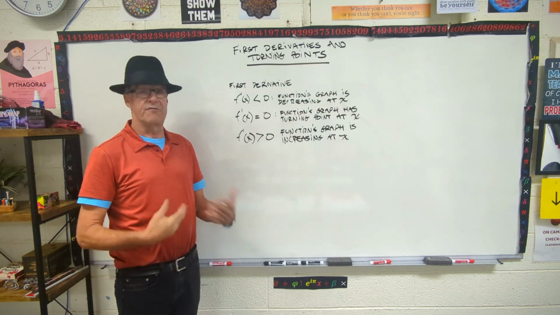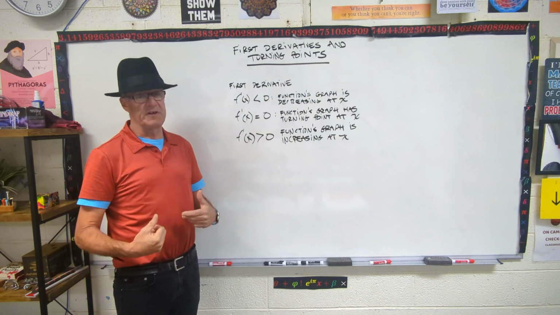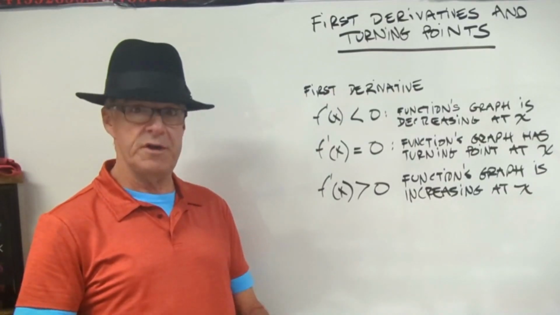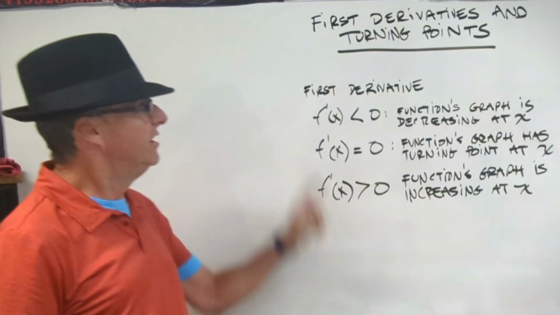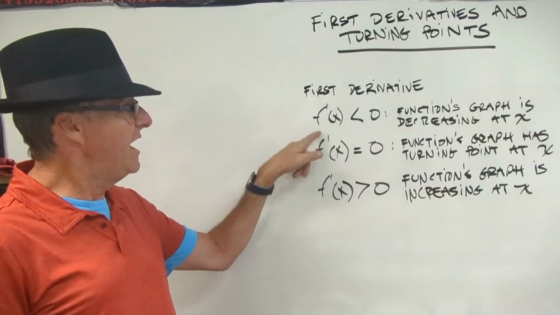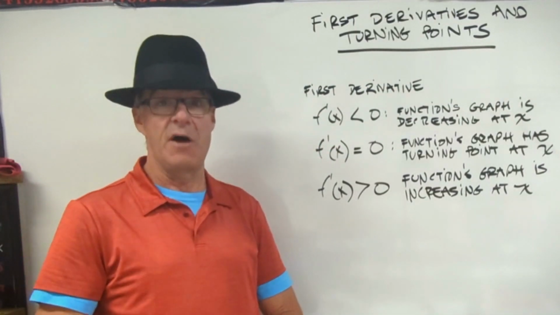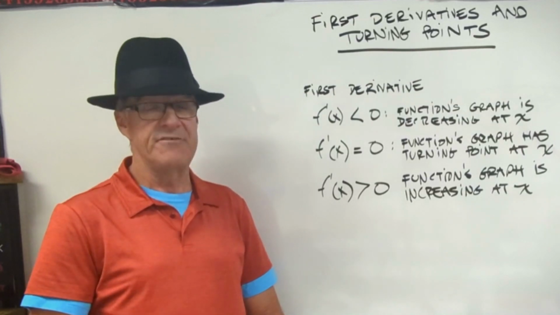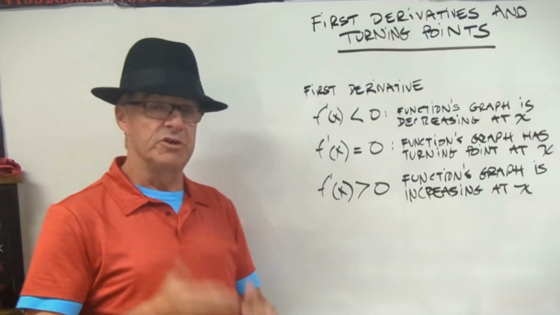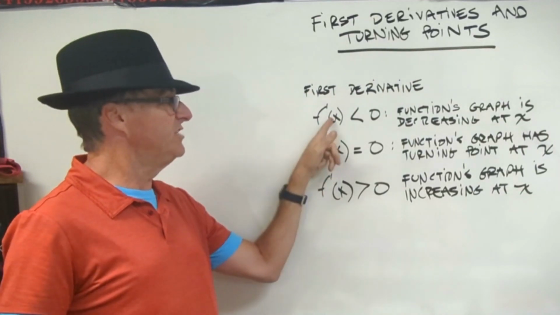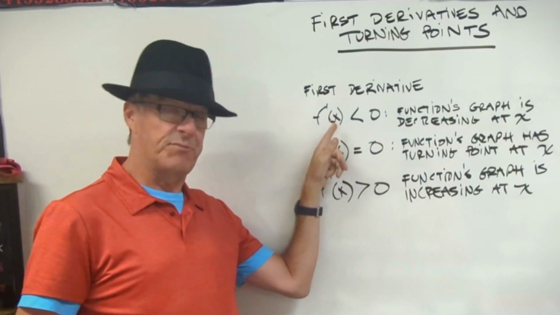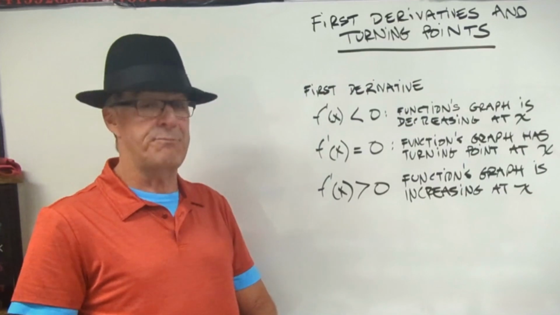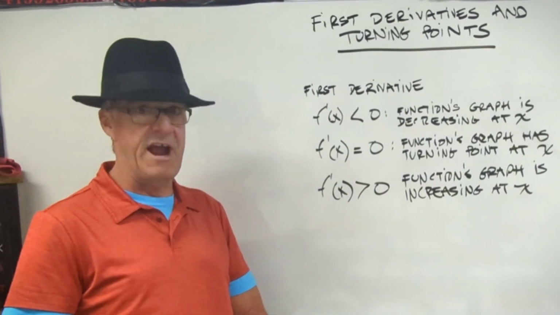Today's video is a further exploration of first derivatives and turning points for function graphs. So a quick review from our last lesson. The first derivative, f prime, tells us whether functions are increasing or decreasing or whether we have a turning point. And remember, when you take an x value and plug it into the derivative function, the f prime, it gives you the slope of the tangent line at that point on the function's graph.